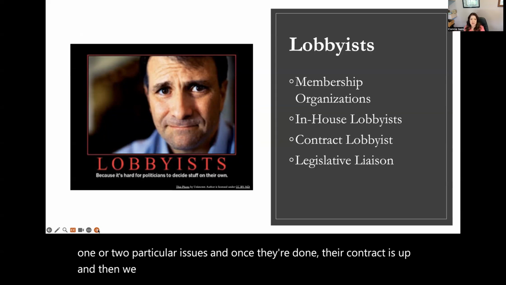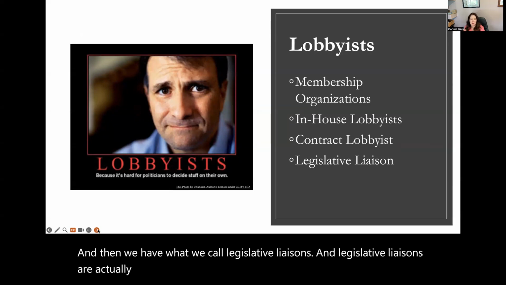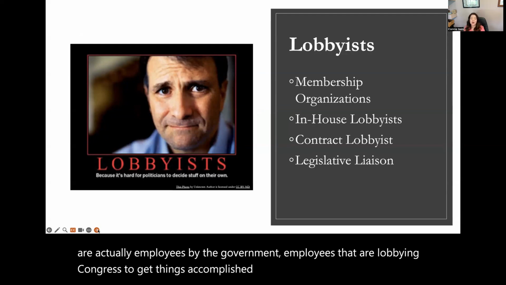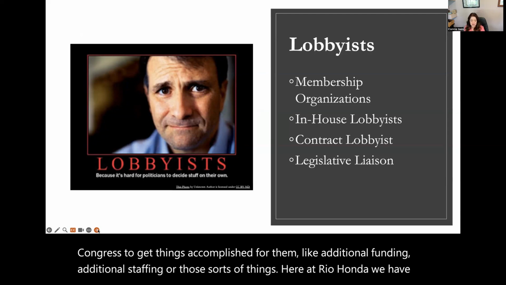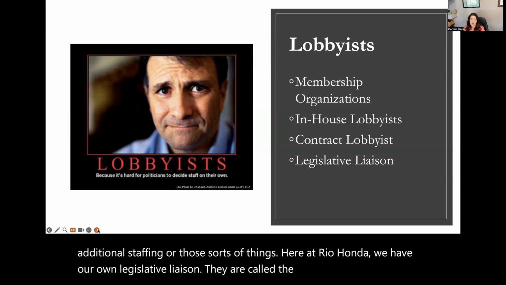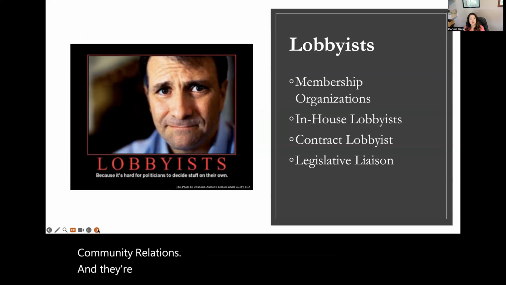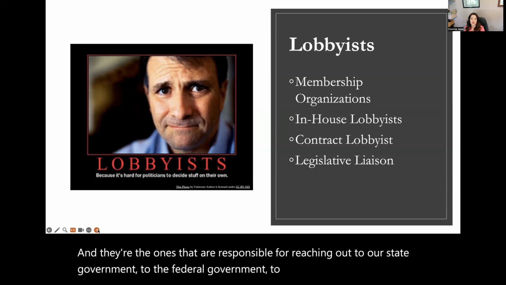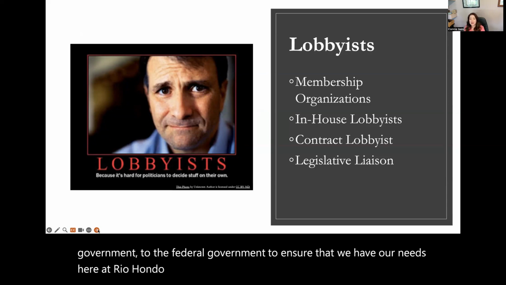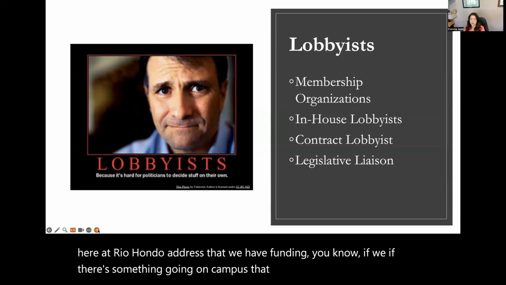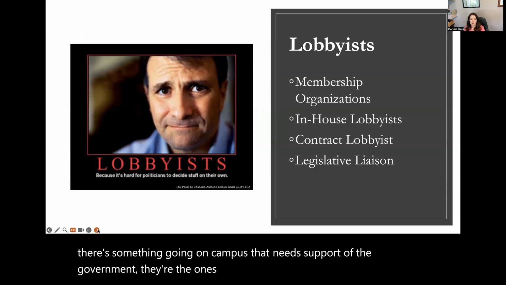And then we have what we call legislative liaisons. Legislative liaisons are actually government employees that are lobbying Congress to get things accomplished for them, like additional funding, additional staffing, or those sorts of things. Here at Rio Hondo, we have our own legislative liaison. They are called the Office of Government and Community Relations, and they're the ones that are responsible for reaching out to our state government and the federal government to ensure that we have our needs here at Rio Hondo addressed, that we have funding. If there is something going on on campus that needs the support of the government, they're the ones reaching out to the government requesting that support.